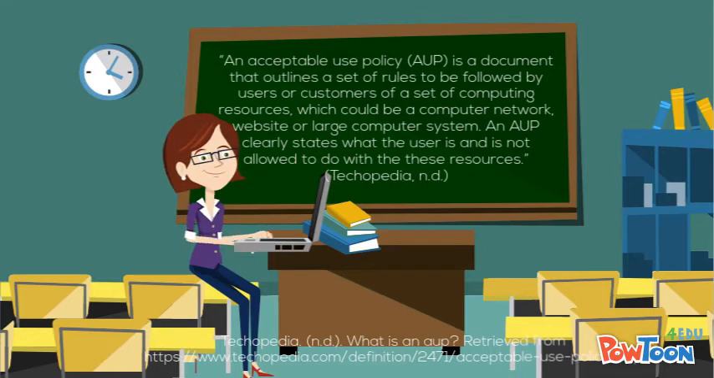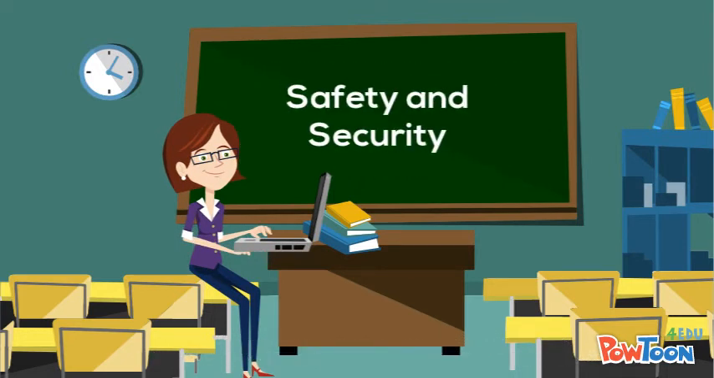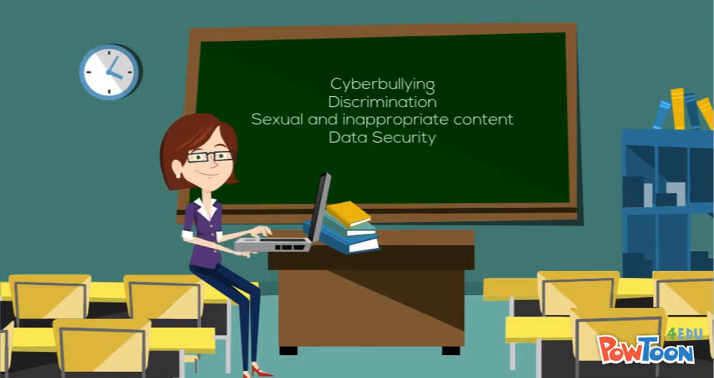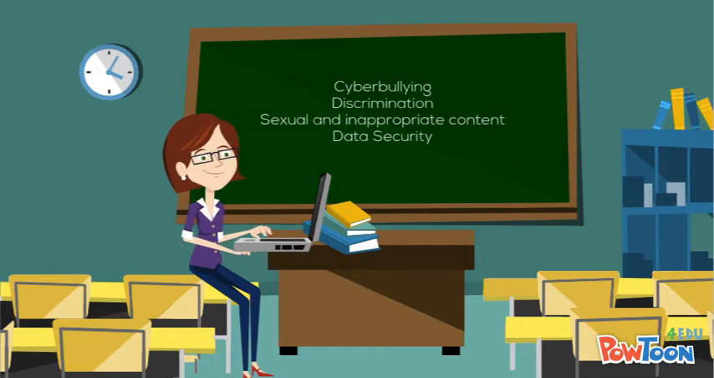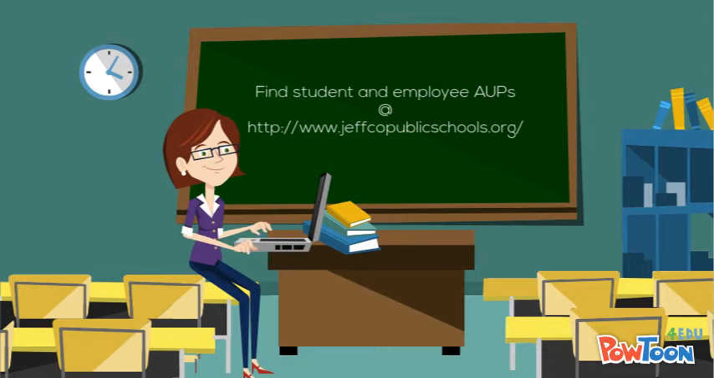However, an AUP's main goal is to keep the users and network safe. School AUPs address areas of security and safety for our students. Cyberbullying, discrimination, sexual or inappropriate content is highlighted in most schools' AUPs to safeguard our learners. You can find the student AUP in the Parent-Student Handbook located on your school's website under Resources. The Employee AUP is located on the Jeffco District website.